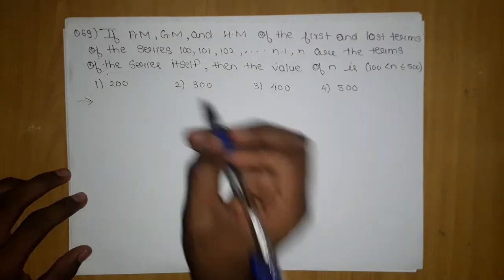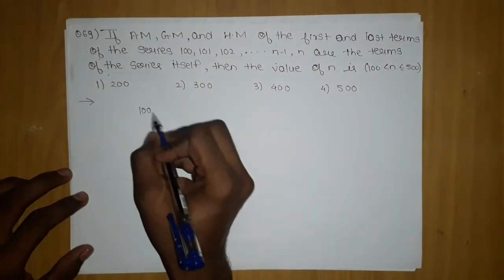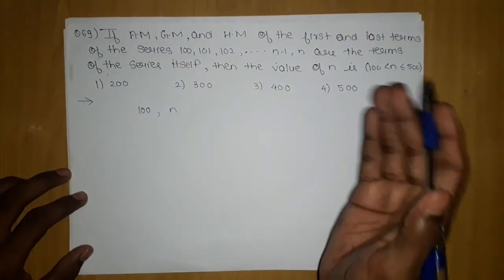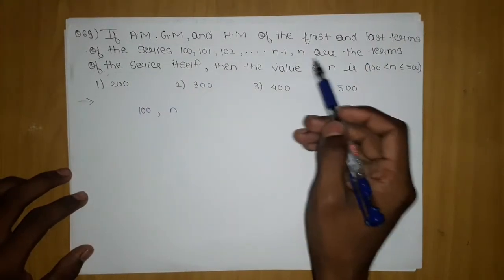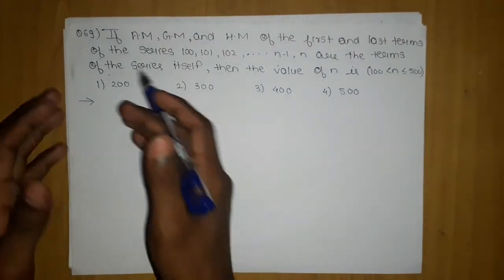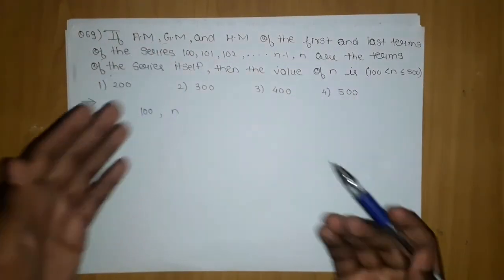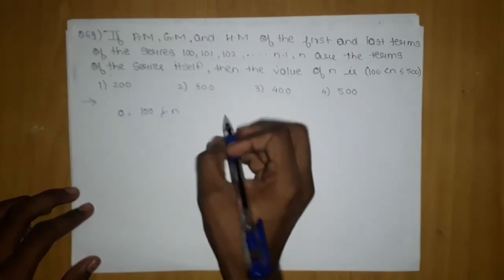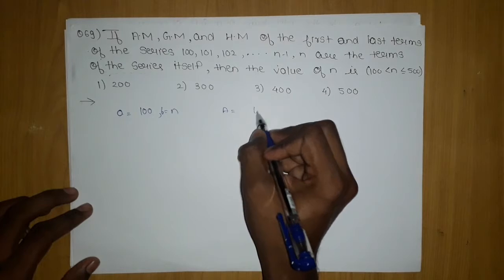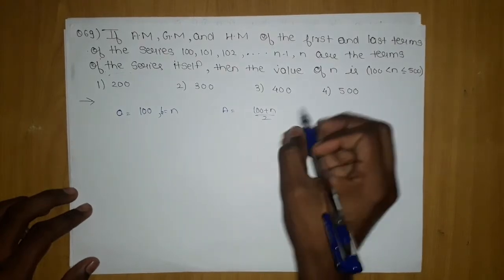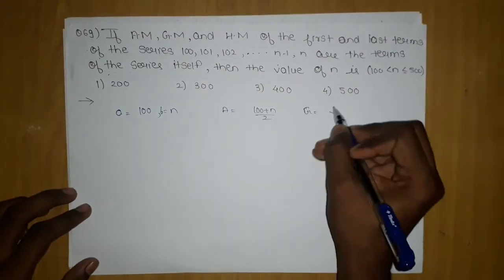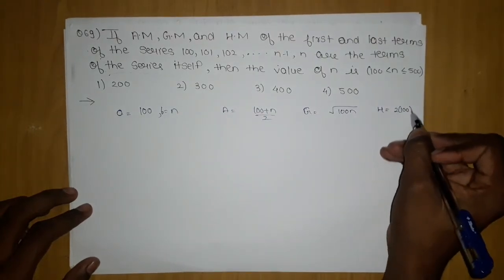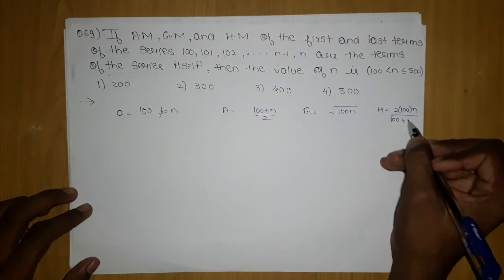Now what they're telling us is that a and b are nothing but 100 and n. The first and the last term of this series are terms of the series itself, meaning 100 and n are my a and b. So a is equal to 100, b is equal to n. Can I get my AM? 100 plus n by 2. Can I get my GM? Yes, root of 100 into n. Can I get my HM? 2 into 100 into n upon 100 plus n.